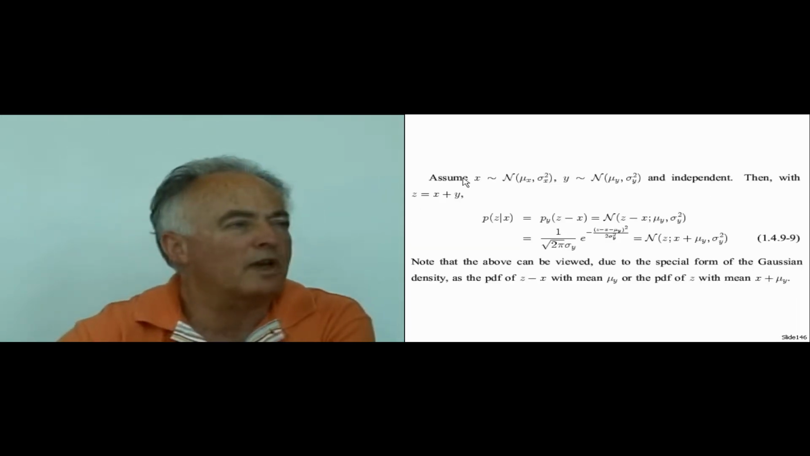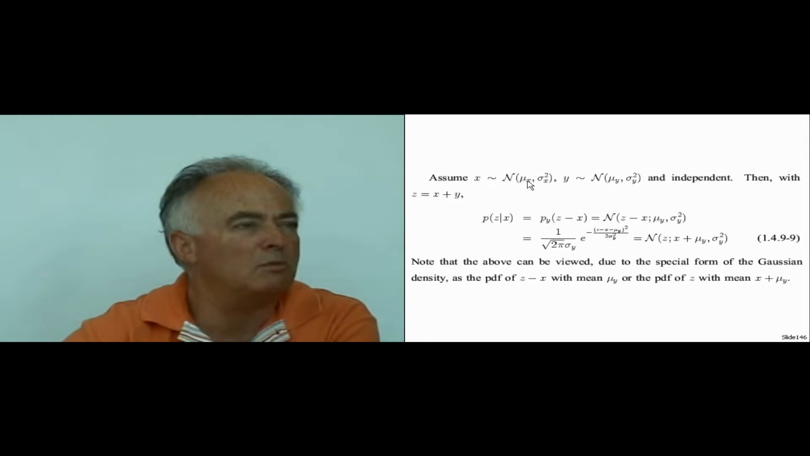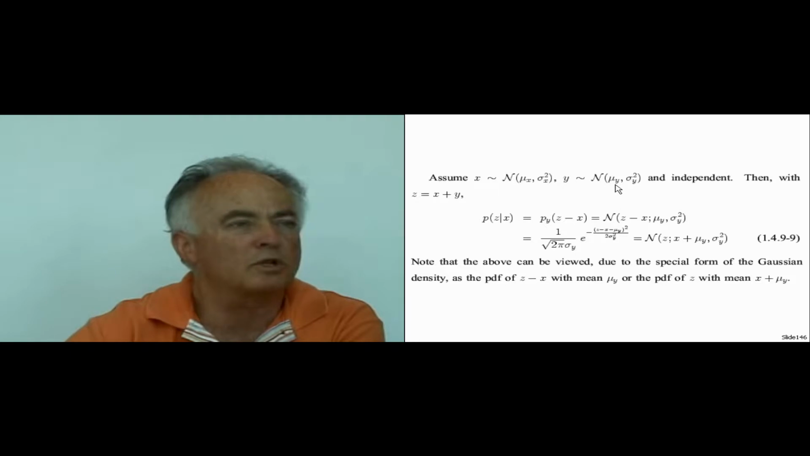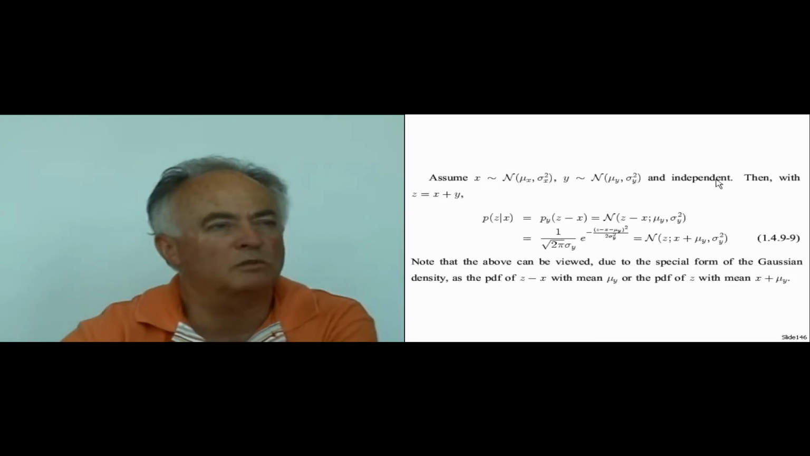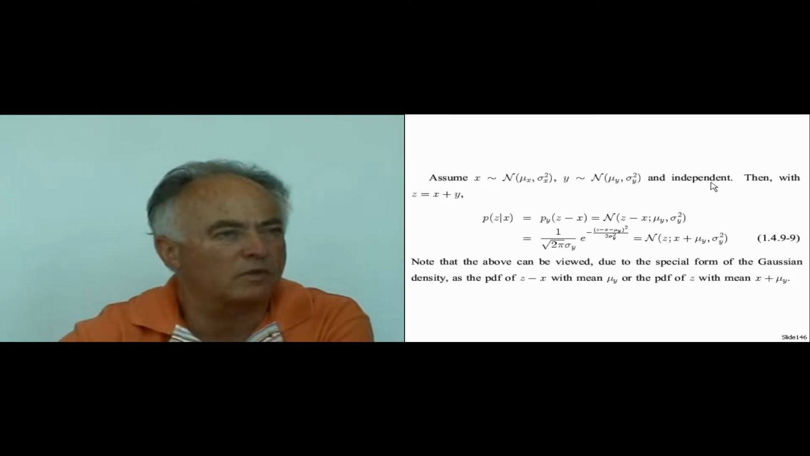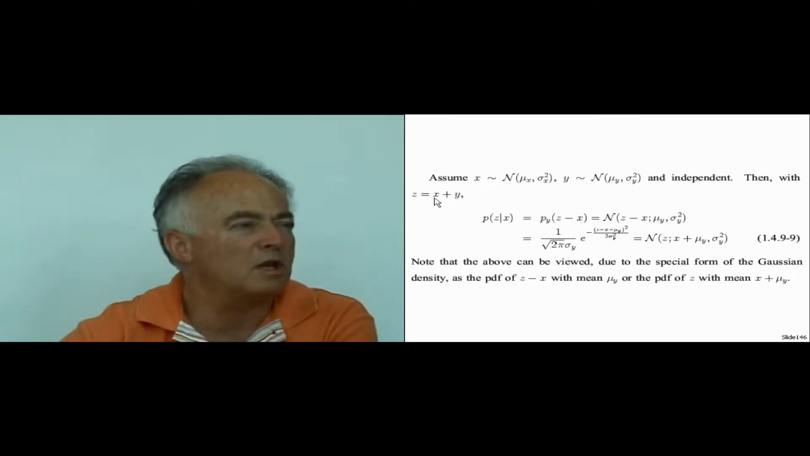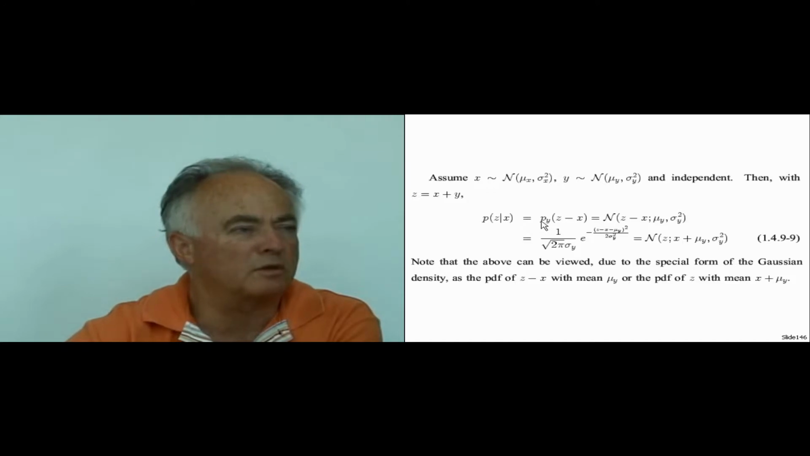Now, if x is Gaussian, with mean mu sub x and variance sigma x squared, y also Gaussian with mean mu sub y and variance sigma y squared, and these two random variables x and y are independent, with z being the sum x plus y, the PDF of z given x, because of the independence, is just a simple P sub y at z minus x. Now, what is P sub y? We know P sub y from here. The argument is z minus x.